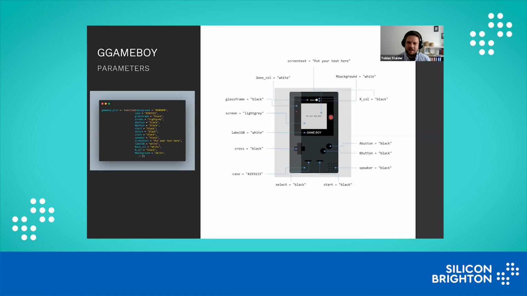You can change the case. You can change this glass frame. You can change the screen. You can change the color, and then you can change this screen text, but also the color for this Game Boy font here, and this little text over here. All the buttons and the speaker. So it really offers some variety to make your own custom Game Boy, and that was basically the idea.